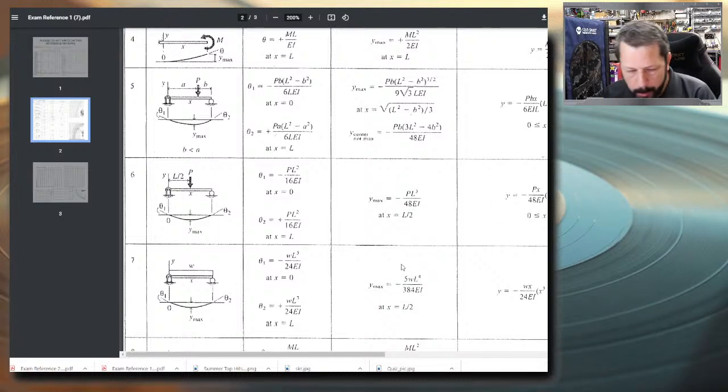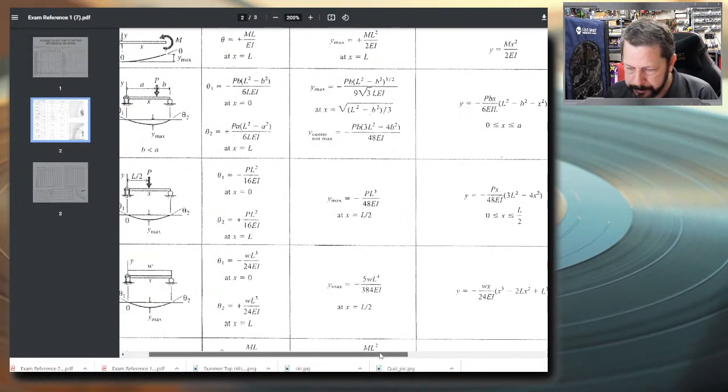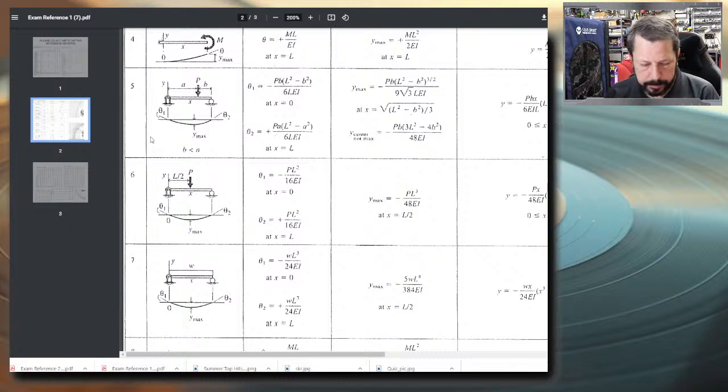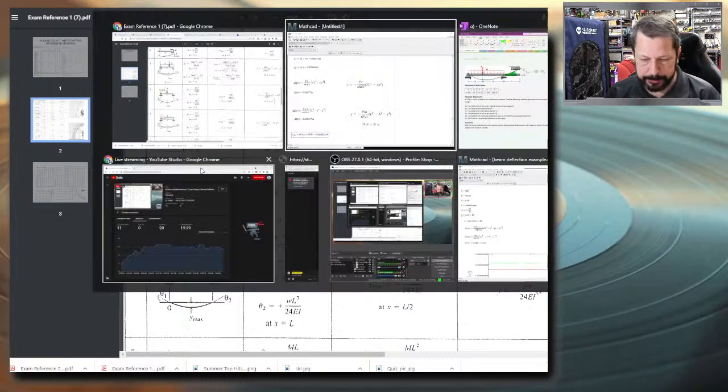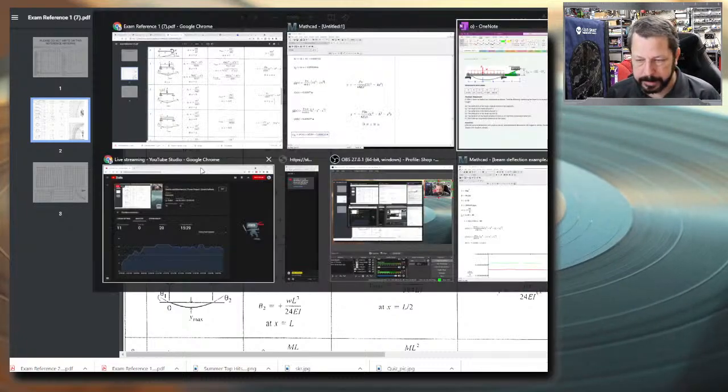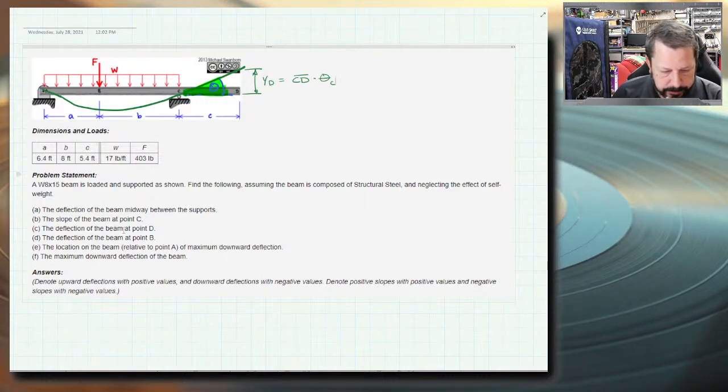And in this case, let's see. I might have put the wrong value in for what I needed to measure here. So I wanted the deflection of the beam at point B, so I should have put in a value of A for the distance. What did I put in?